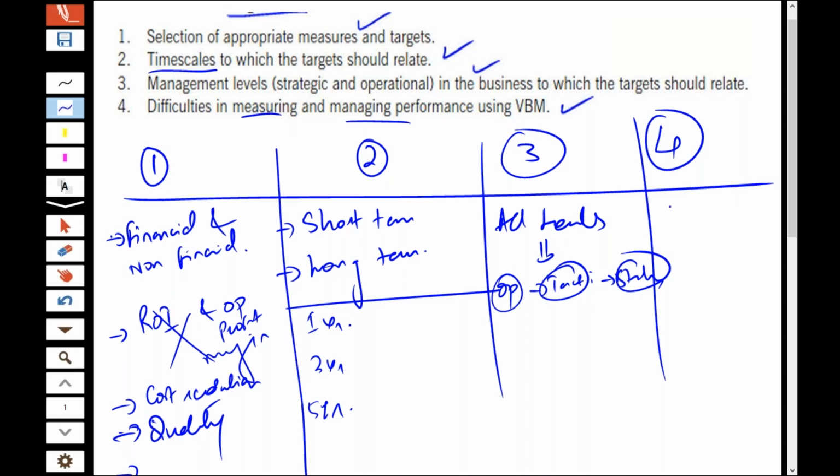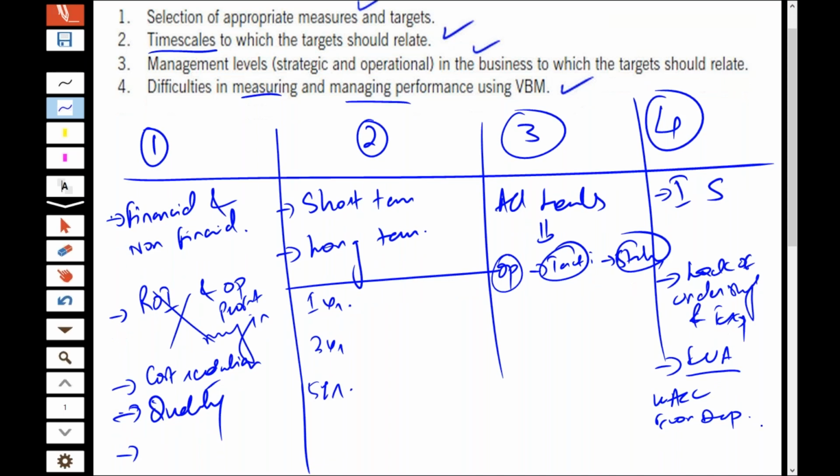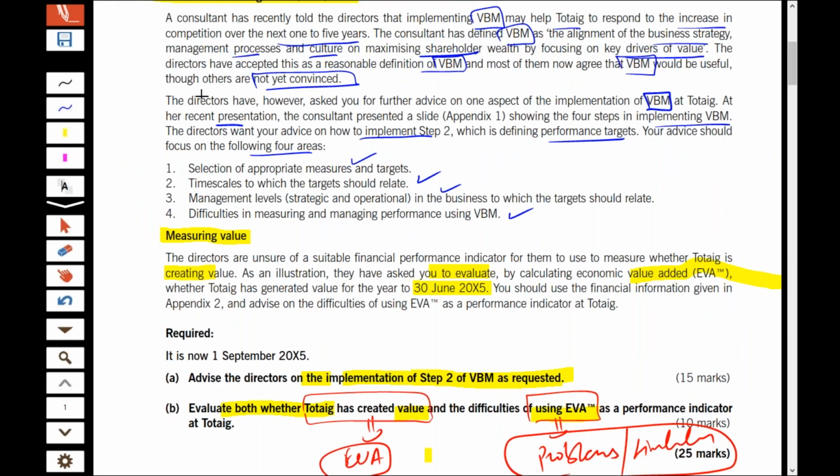Difficulties in measuring and managing performance using VBM, it's basically the first problem is about the information system. The lack of understanding and experience that the management may possess. A lot of EVA related issues like VAC, economic depreciation, etc., they could be the different type of things that need to be used. So when the examiner is asking us what could be the difficulties in implementing this step two, the difficulties could arise from these various aspects.